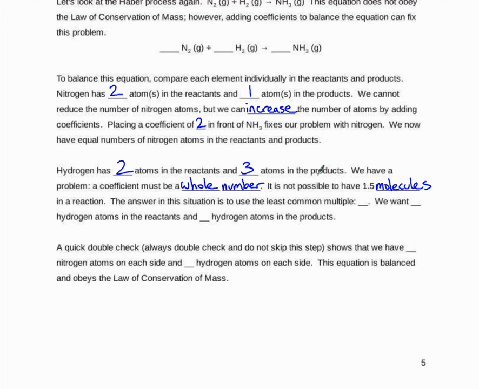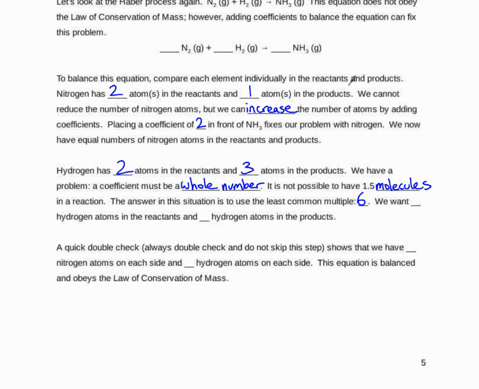So the answer here is to use the least common multiple. This will give us whole numbers. So the least common multiple is 6. And that's, 2 here, 3 here, multiply them together. I want 6 here, I have 6 here. Least common multiple is 6.